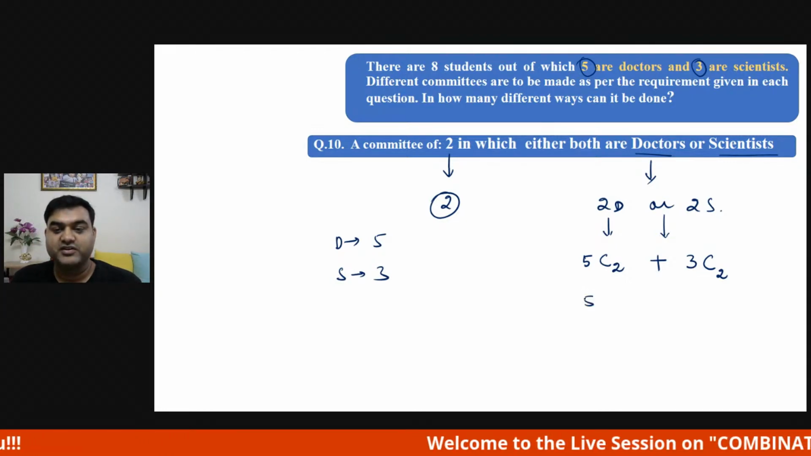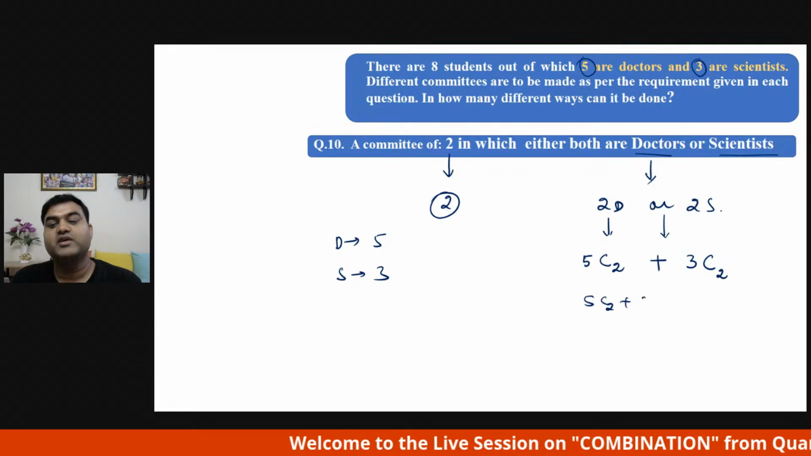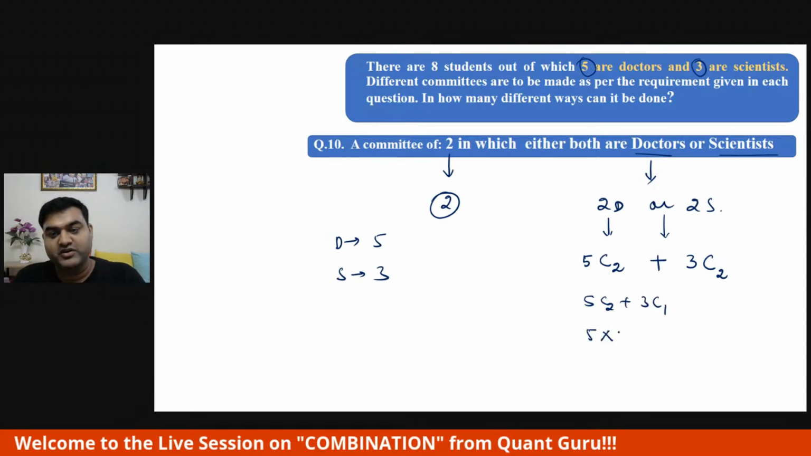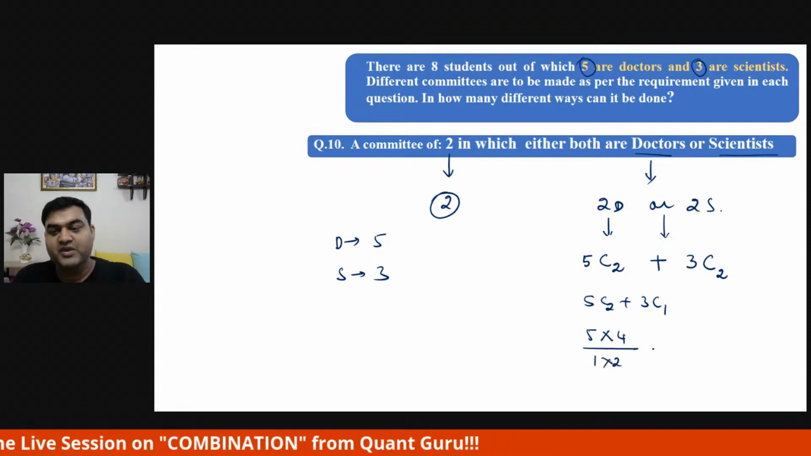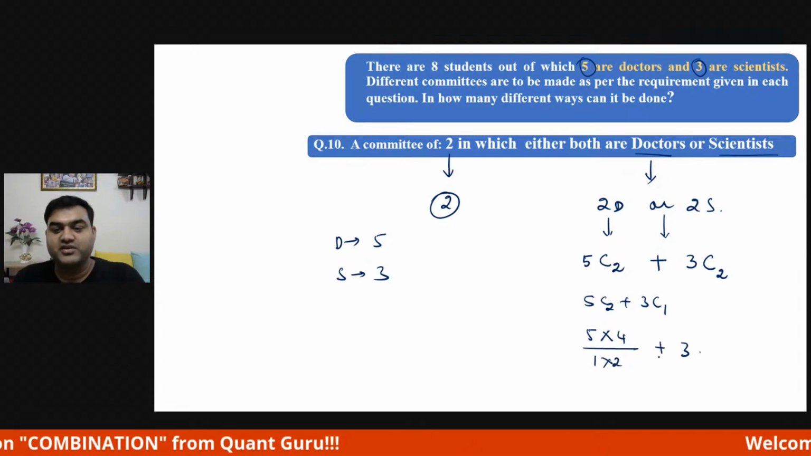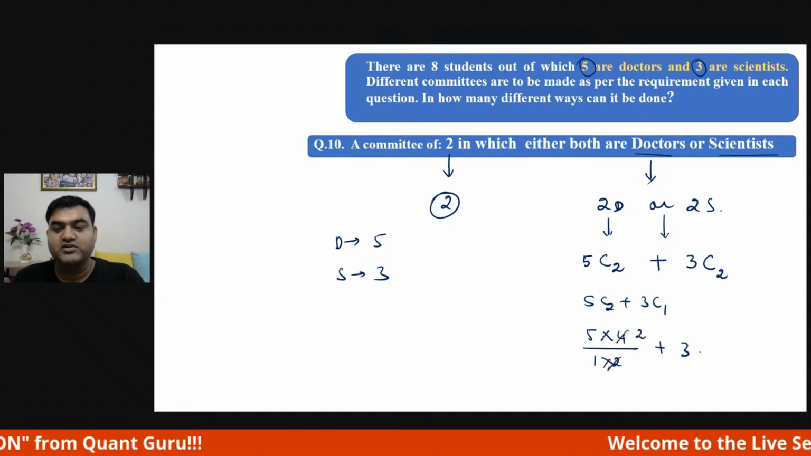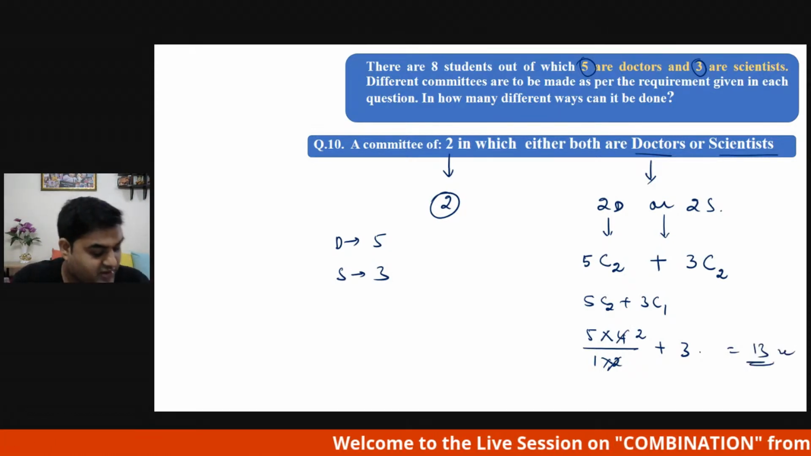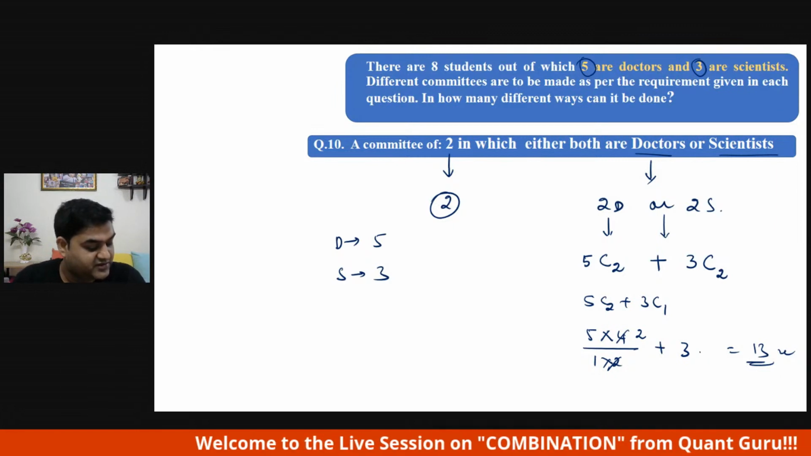So this is 5C2 plus 3C1, and 5C2 is equal to 5 into 4 divided by 1 into 2, plus 3C1 is 3. So 13 will be the answer. Okay, there are 13 ways of doing this. Everybody has got the same answer. 13 is the answer.